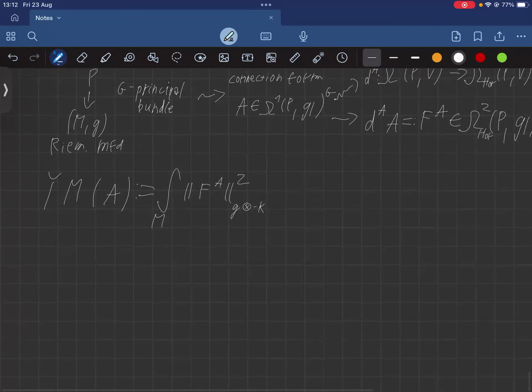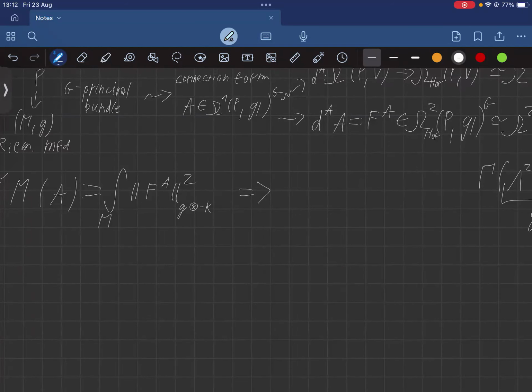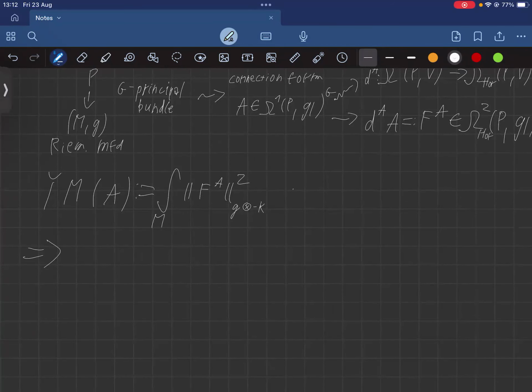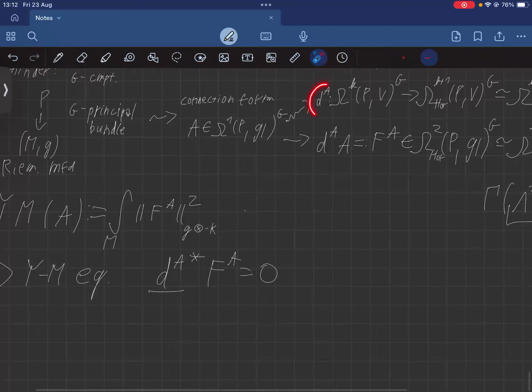All right, this is the Yang-Mills functional. And we've seen in some of the previous talks that this implies that we have the Yang-Mills equations, which are essentially Euler-Lagrange equations for this functional. And they are quite simple to write. They are just dA star of FA equal to 0, where dA star is the adjoint of the exterior covariant derivative we have defined earlier with respect to precisely this metric, which I just talked about.